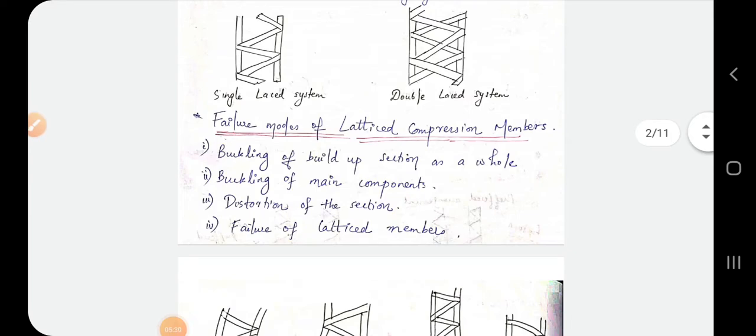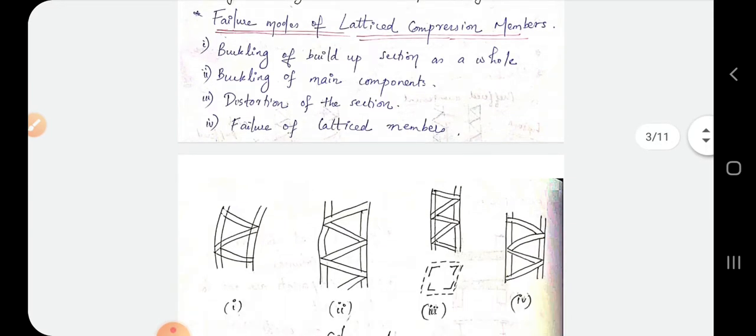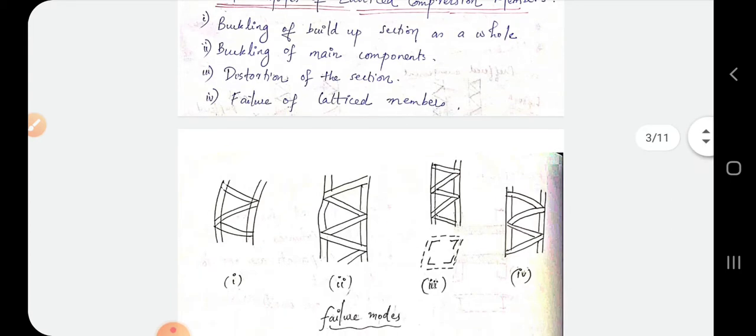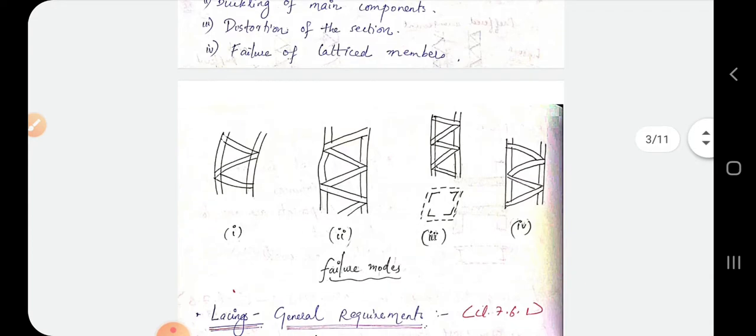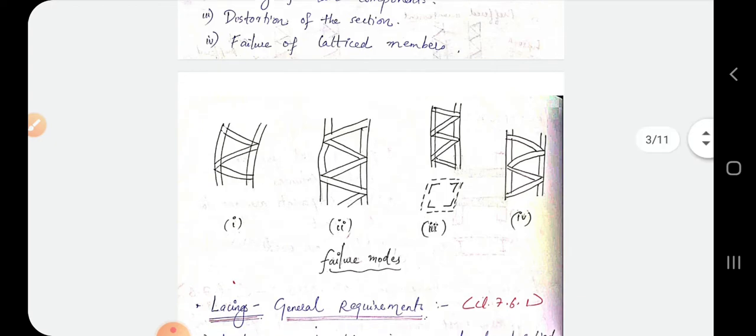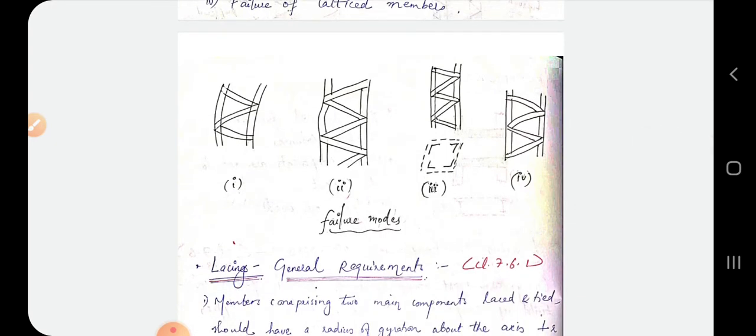The main failure modes of a laced column are the buckling of the built-up section as a whole, buckling of the main components, distortion of the section, and failure of the lacing members. These are the four types of failure modes. You can see the figure.